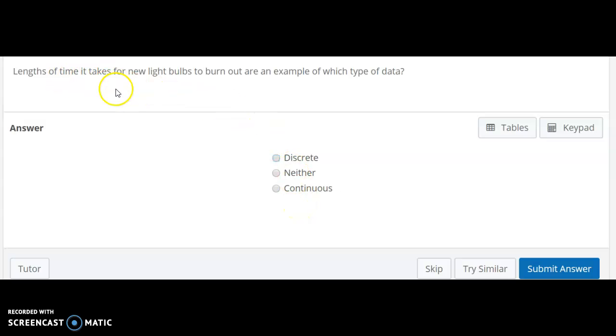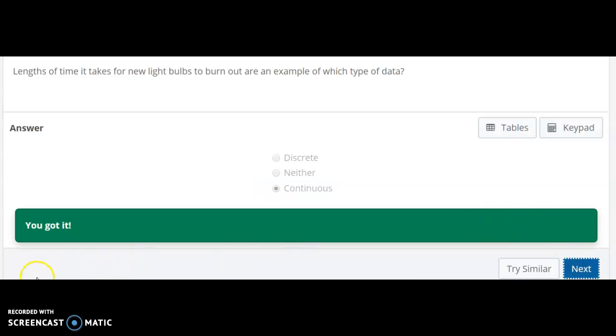Lengths of time it takes for new light bulbs to burn out are an example of which type of data. Well, time, it could be 3 seconds, 4 seconds, but it really could be 3.35 seconds. It could be something in between there. So because of that, that would be continuous. So that gives you an example of some of the different ways that we would rank these.